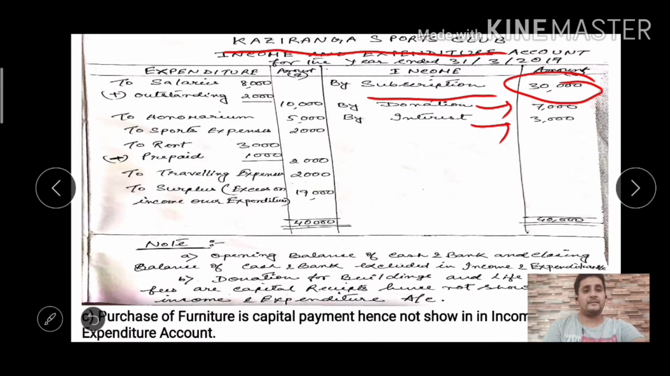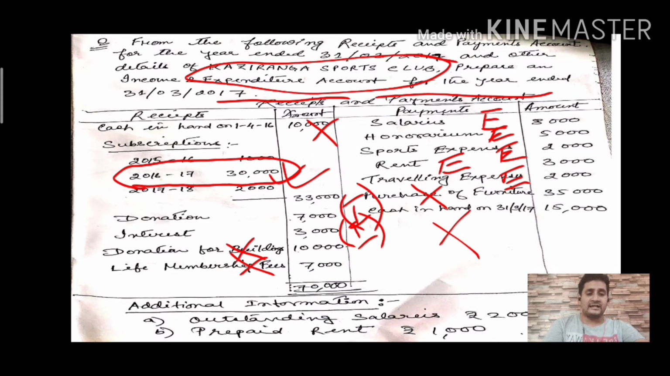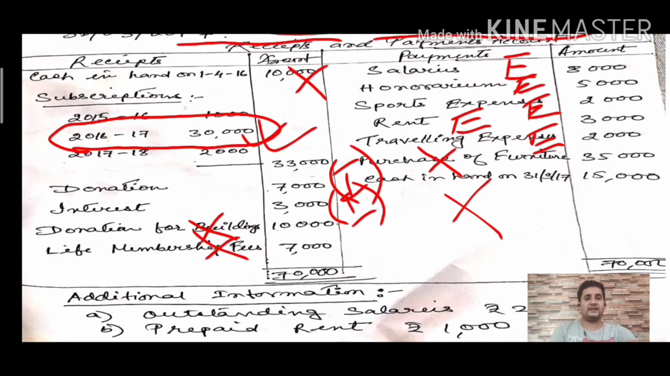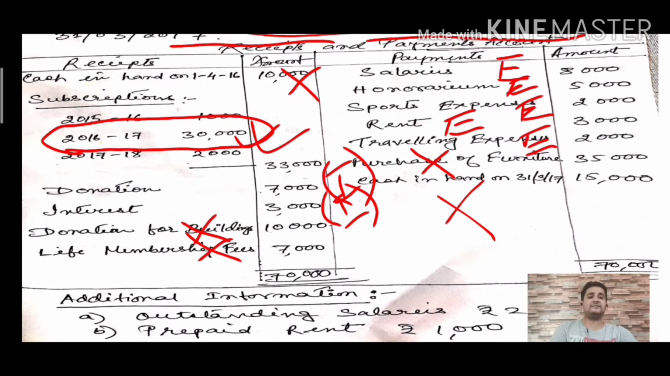Now, in the question there is some additional information. What is the additional information? Point number 1 is outstanding salaries, 2,000. And point number 2, prepaid rent, 1,000. Outstanding salaries means previous year salaries are pending. So that is why this amount will be added to the salaries of the current year.